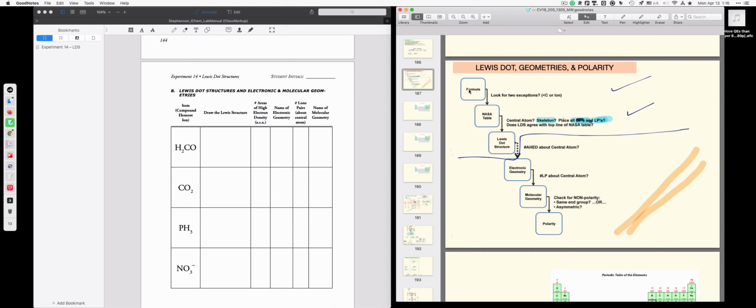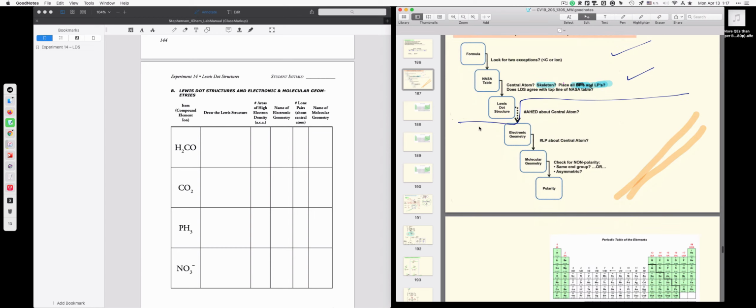So what the lab takes you through, the pre-lab questions essentially got you to here, to the Lewis dot structure. And then what you're going to do next week is continue that and continue it all the way down to molecular geometry. The lab doesn't go all the way to polarity. See, name of molecular geometry, molecular geometry.